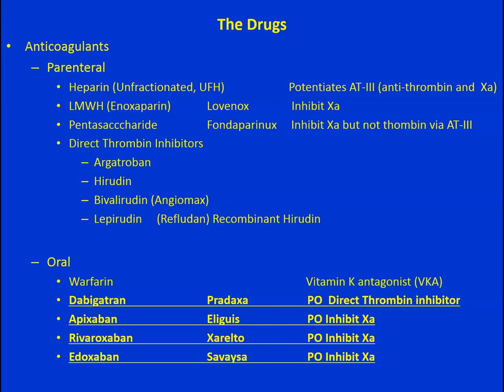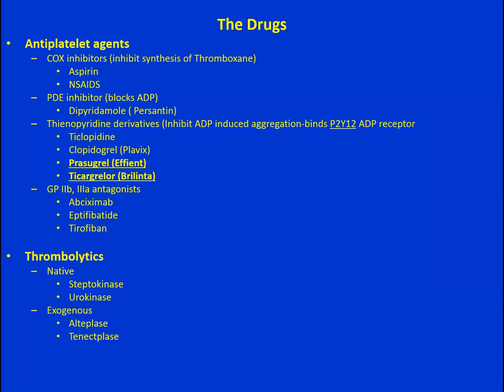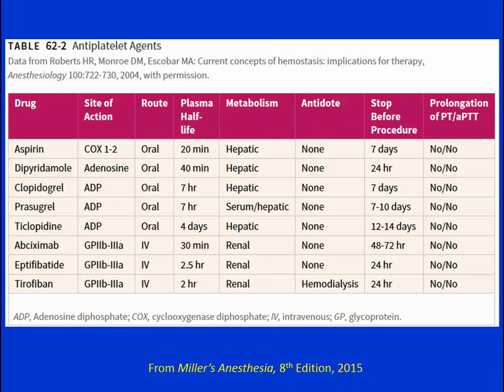The drugs involved include the anticoagulants, both the parenteral agents and the oral agents, including the new oral agents that are underlined at the bottom. This is from Miller's textbook, 8th edition, listing the various anticoagulant agents. The other drugs include the antiplatelet agents and the thrombolytics. And again, this is from Miller's textbook describing the antiplatelet agents.